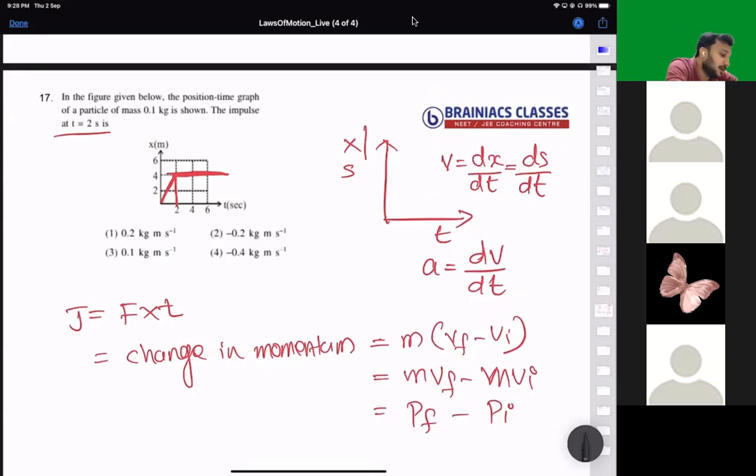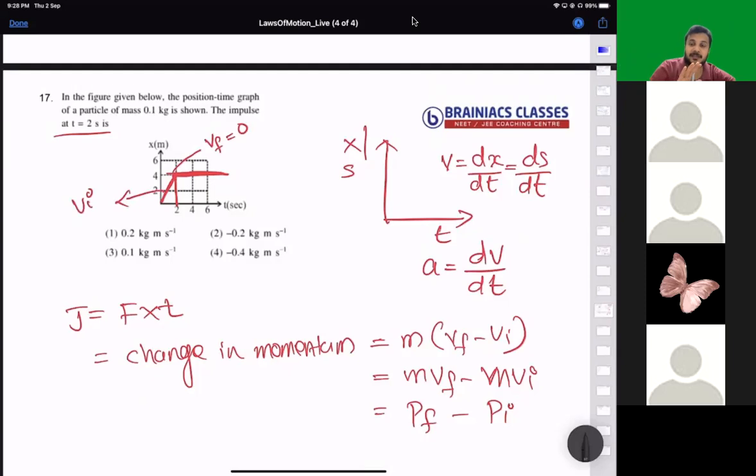If position is not changing, what is the value here? The final velocity is 0. From t equal to 2 seconds onwards, it is not moving at all. But from 0 to 2, it is moving, so it has some initial velocity.